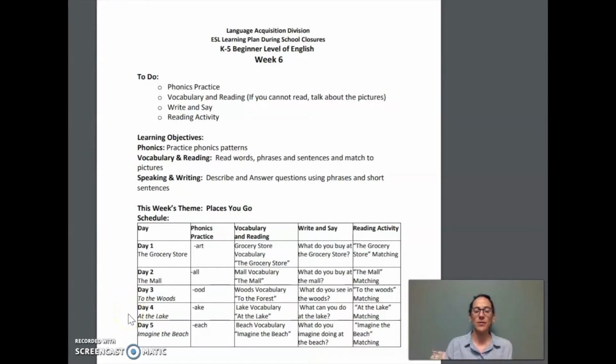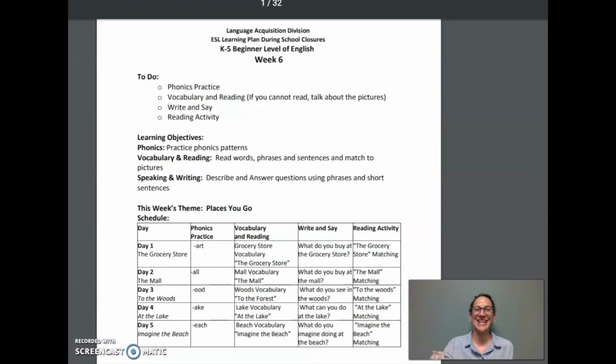If you have your packet, follow along and do the activities on your paper. If you don't, you can still do them with us by listening and talking and pointing. Let's get started.